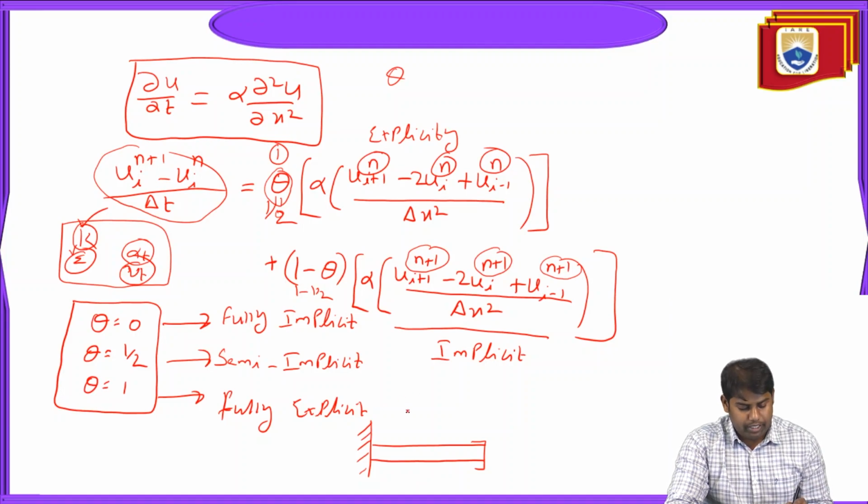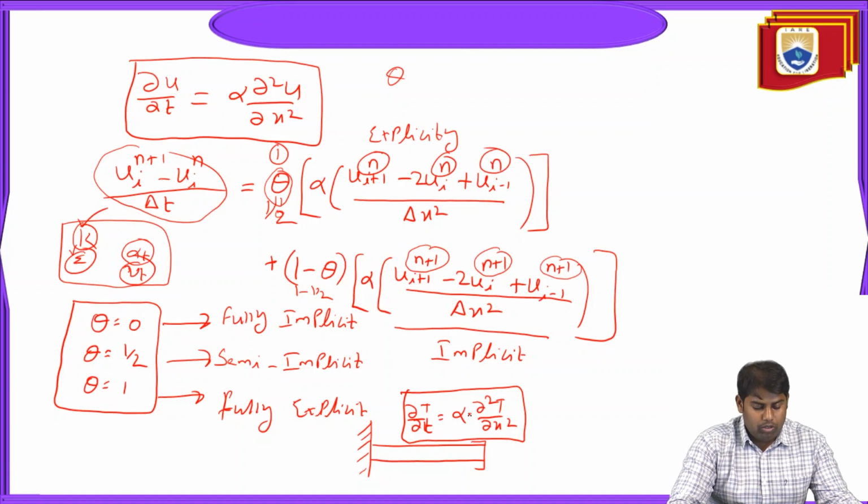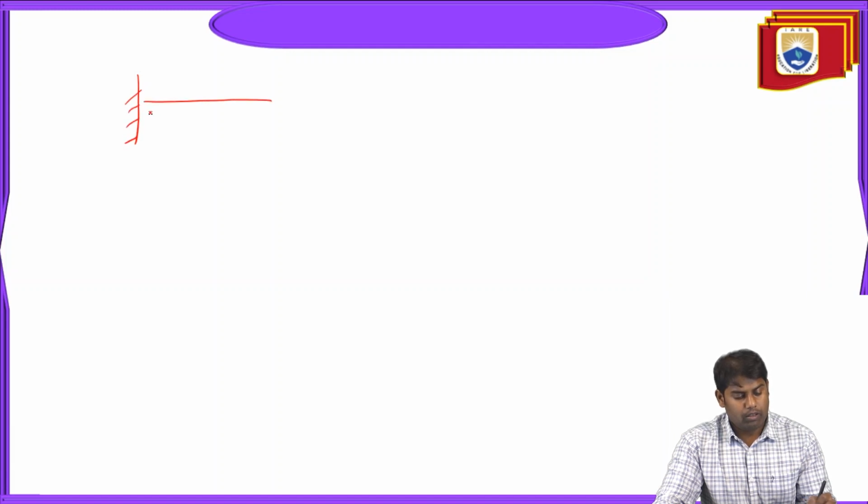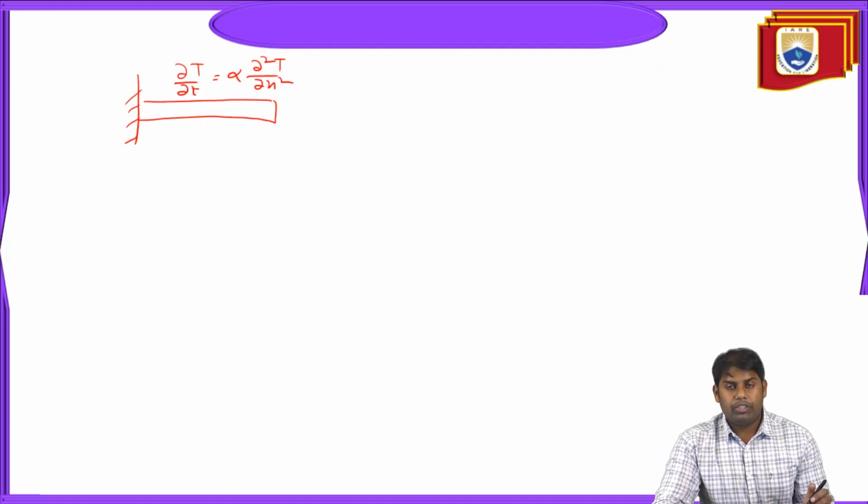We can take the 1D heat conduction equation, which is ∂T/∂t = α ∂²T/∂x². Okay, so the other application is heat transfer. Here we can use the same procedure for the other application of heat transfer. Let's see once again: ∂T/∂t is equal to α into ∂²T/∂x². Okay, so this is what we have.